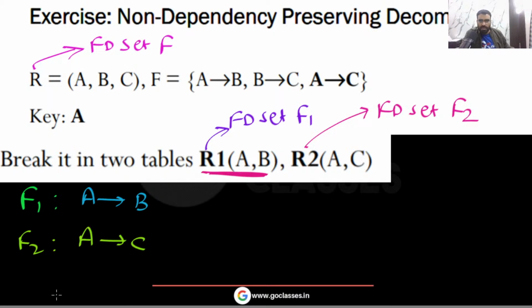Now, understand one thing very carefully. We know what is always true. See, what always happens.